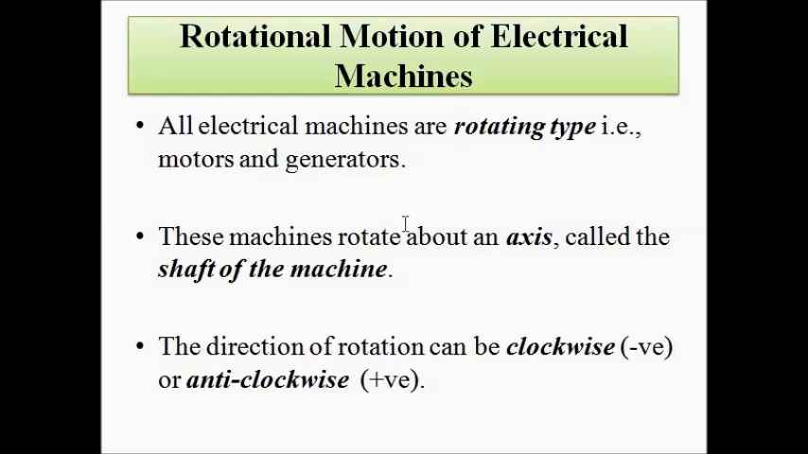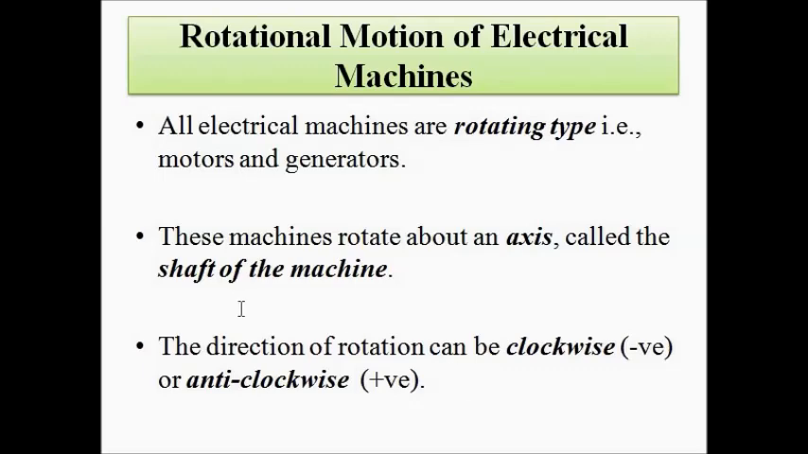All electrical machines, motors and generators mainly, are of the rotating type, which are involved in the interconversion of energy from one form to another, that is from electrical to mechanical energy. Rotation means the rotating parts, which consist of two components mainly, stator and rotor. We'll discuss that. The rotating part, the rotor, rotates about an axis which is called the shaft of the machine. The direction of rotation is generally taken as positive if it is in anti-clockwise direction and negative if it is in clockwise direction.